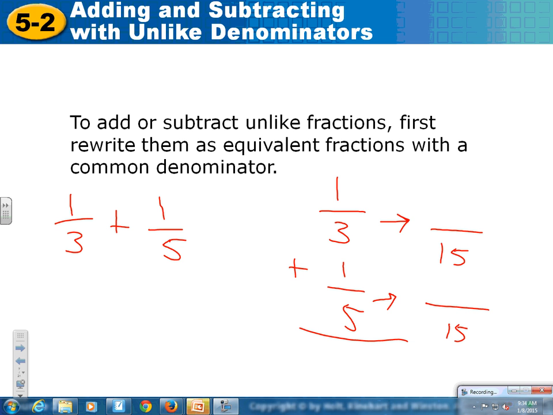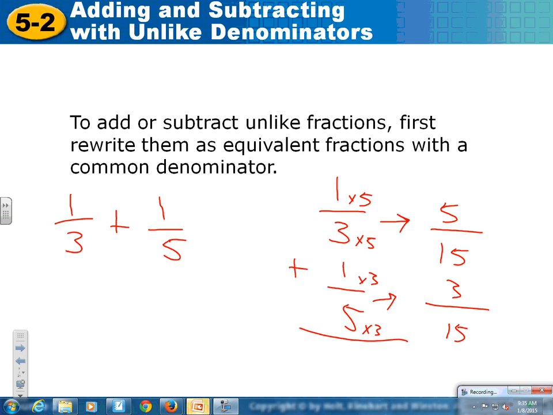So what do I have to multiply 3 by to get 15? 5. Whatever I do to the top, I have to do to the bottom. Whatever I do to the bottom, I have to do to the top. So 1 times 5 is 5. What do I have to do here? What do I have to multiply top and bottom by? Times 3, times 3. We end up with 3 over 15.